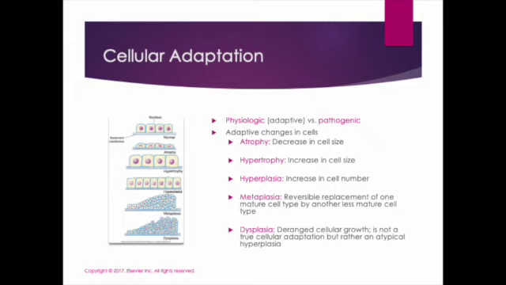When pathologic hyperplasia is complicated by cells of abnormal size, shape, and organization, we refer to this as atypical hyperplasia or dysplasia.